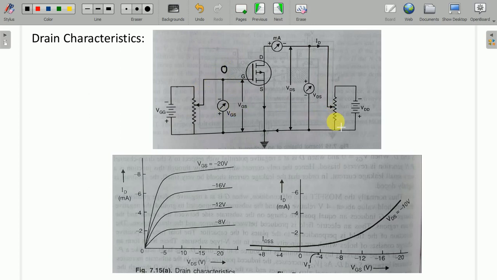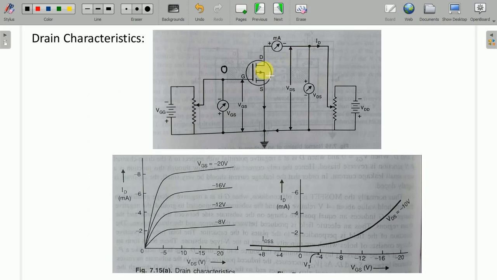Now with VGS at 0, I keep on changing VDS. I should expect to get some ID flowing. That ID will be definitely flowing, but it will be a negligible reverse bias current, which we have already discussed in our last lecture. So that is a negligible value, so we can neglect that as well.